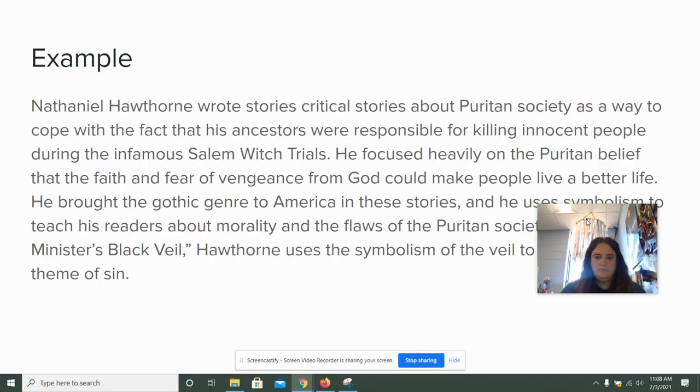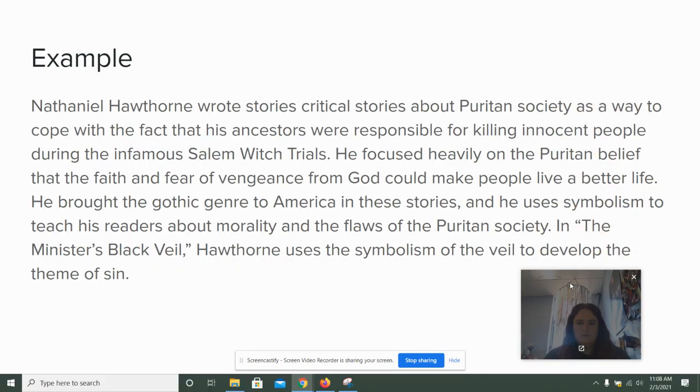Okay, so here's an example of an introduction. Nathaniel Hawthorne wrote critical stories about Puritan society as a way to cope with the fact that his ancestors were responsible for killing innocent people during the infamous Salem witch trials. So that's my hook. It is a startling statistic. We bring in the Salem witch trials, and right away we know the author is connected to that.